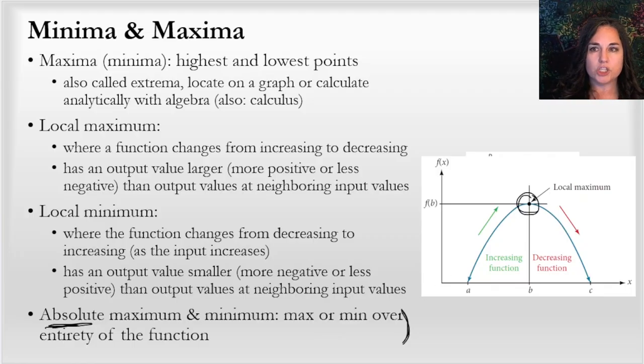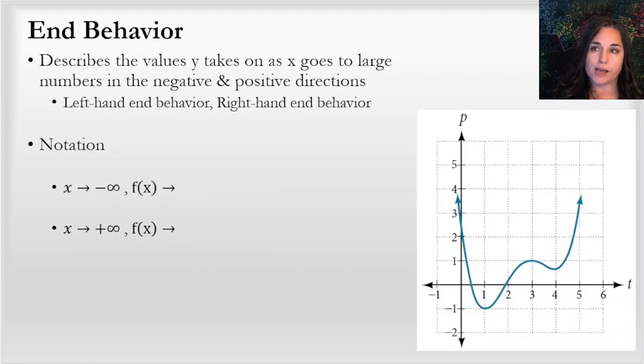Okay, let's chat about end behavior. End behavior describes the values y takes on as x goes to large numbers in the negative and positive direction. So what values does y take on as x goes into the end? That's why we call it end behavior. As x goes to its ends, negative and positive infinity, what is y doing? What's happening in the vertical direction? This could be a value. When I look at this, it's an easier example here.